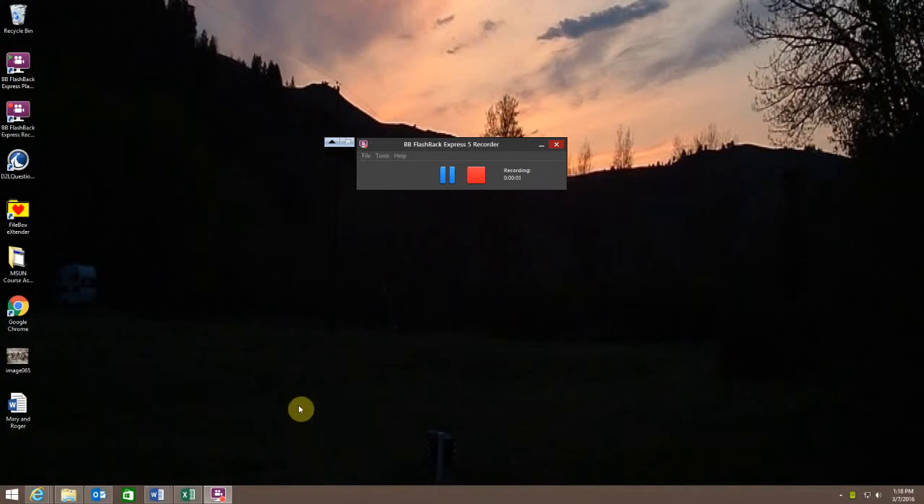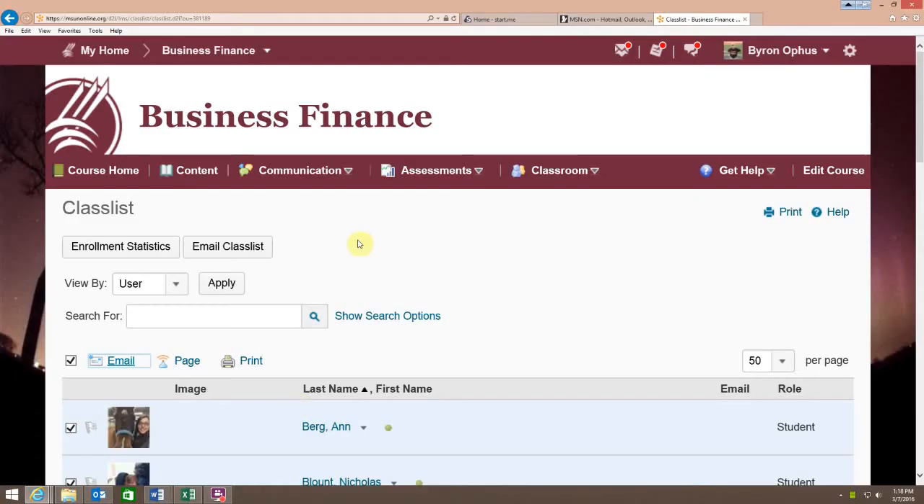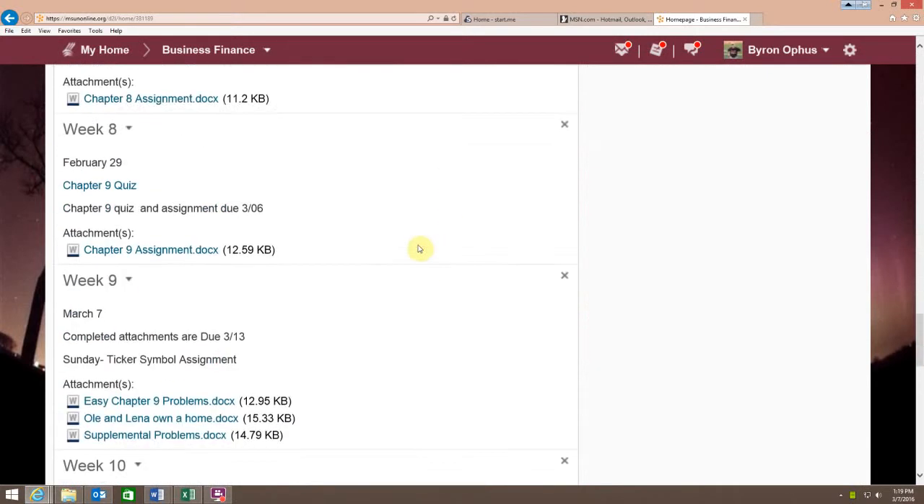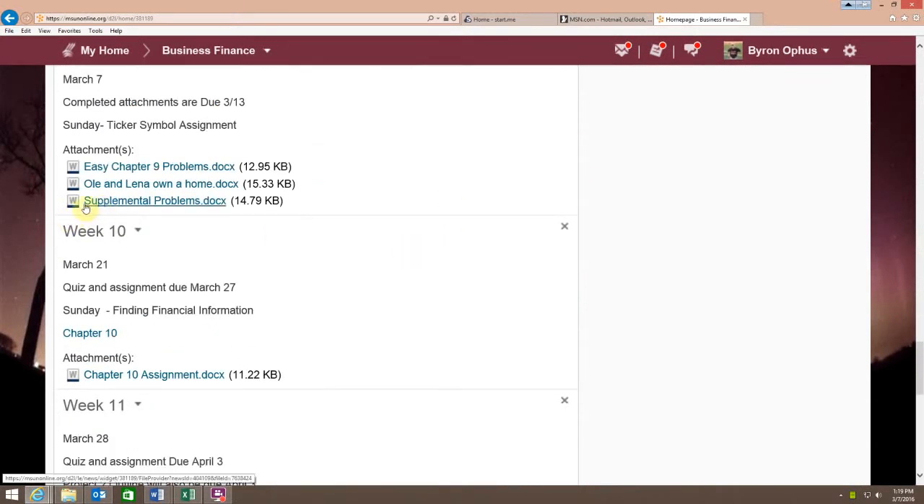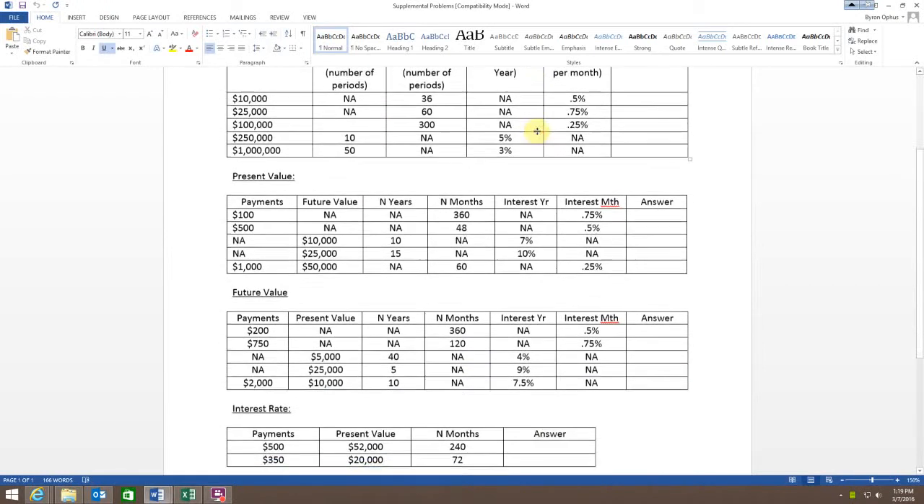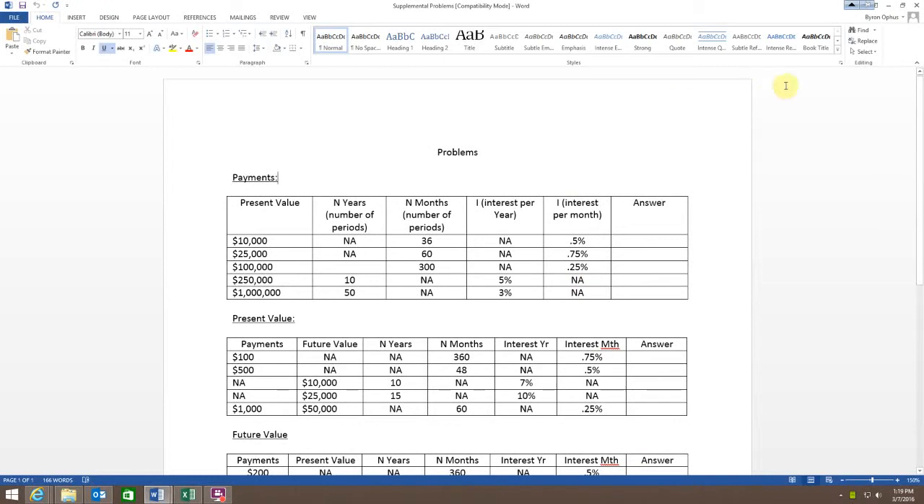All right, let's talk about the, what did I call them? The supplemental problems, I think. We'll take a look here at the main page and see what it says here. Yeah, not necessarily in order. Orly and Lena would be next, but I've got the supplemental problems, and this is what it looks like on a Word doc.